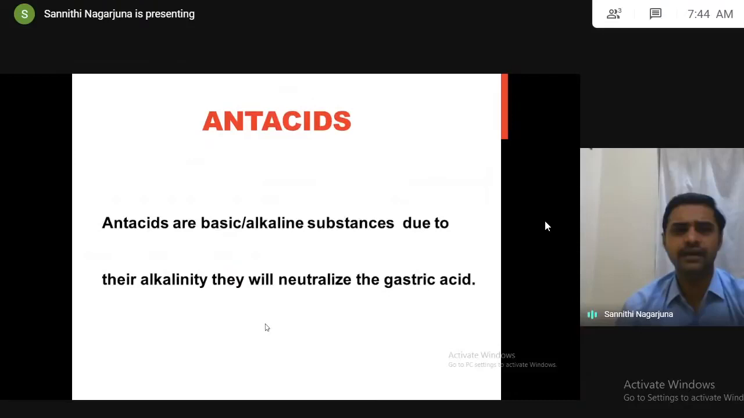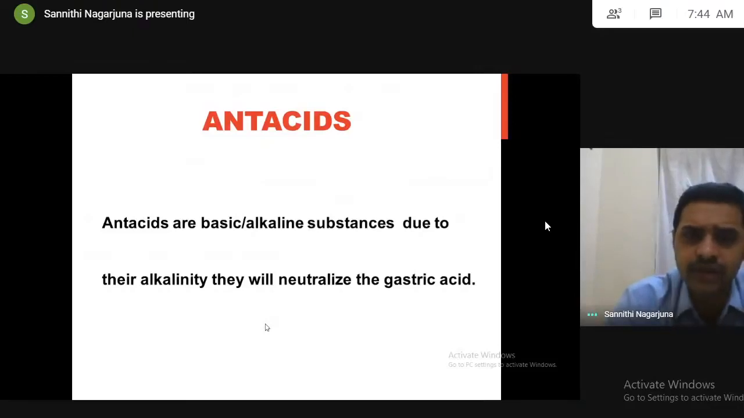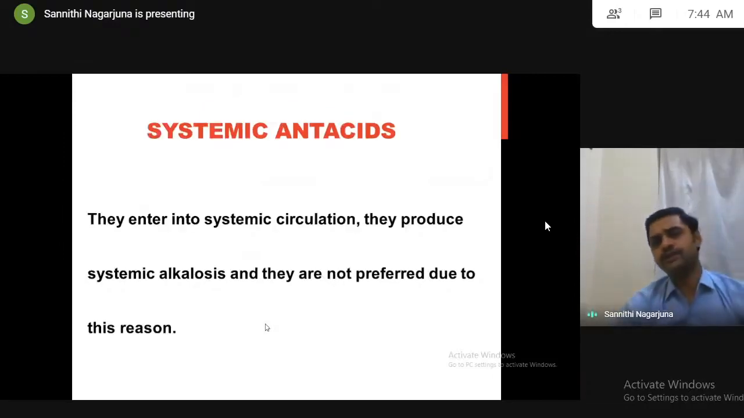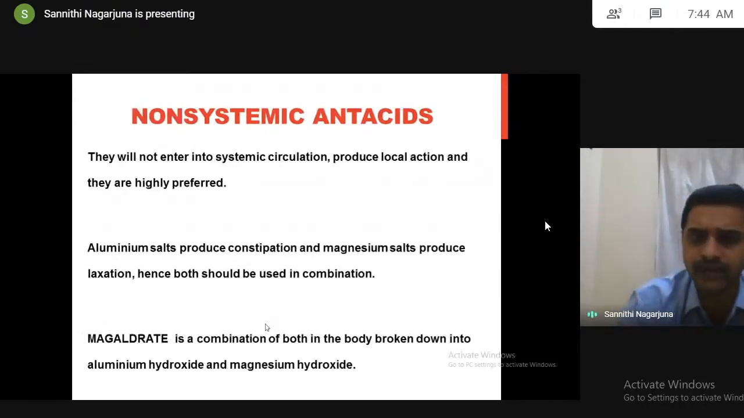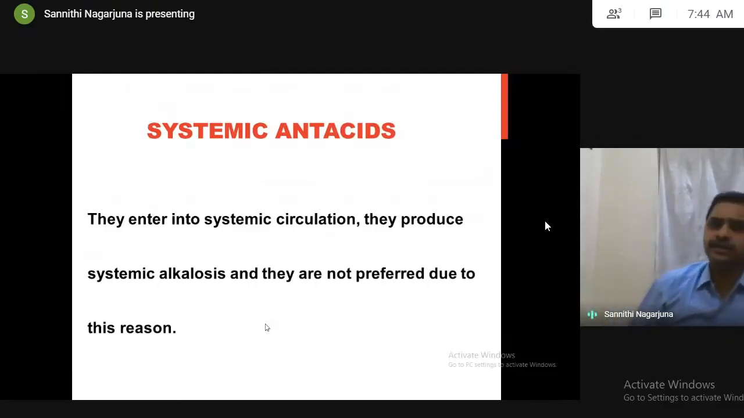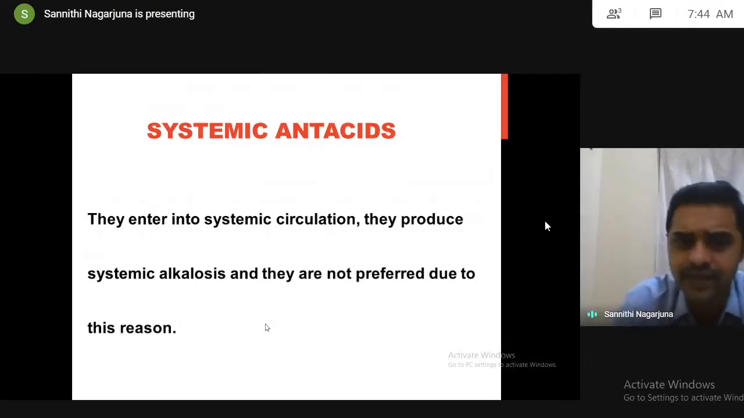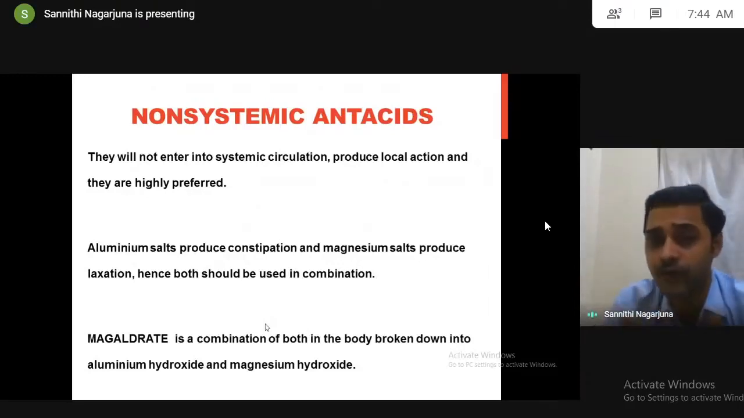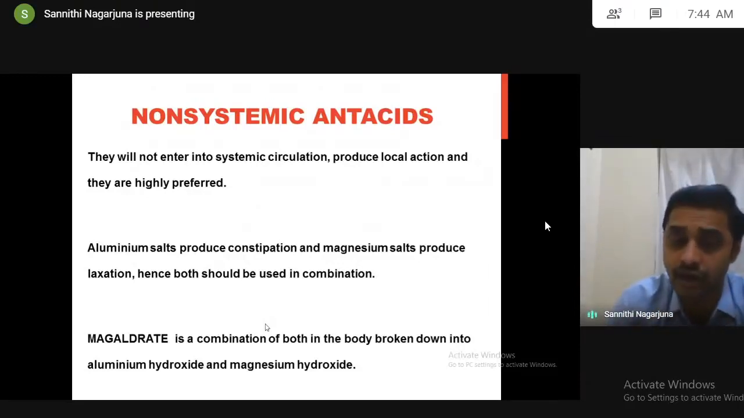And coming to the next, another important class of drugs, antacids. I told you just now, antacids are basic compounds, alkaline compounds. Because of their basic nature, they will simply neutralize the gastric acid. If you see, the antacids are of two types, systemic antacids and non-systemic antacids. From the name itself, you can understand the difference. Systemic antacids means the antacids enter into systemic circulation. Non-systemic antacids means the antacids will not enter into systemic circulation. They will not enter into blood.